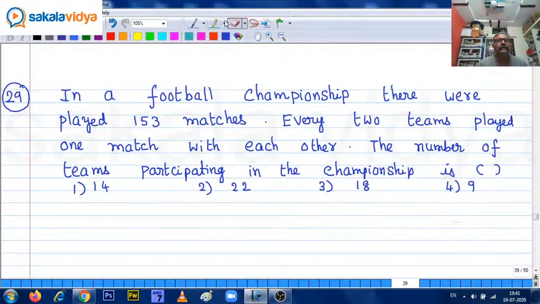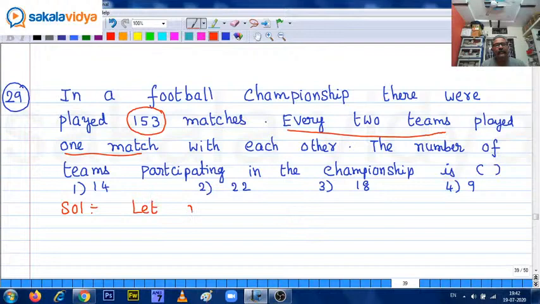Right. So this is a very simple problem, but very lengthy. For example, if there were n teams in the championship, the key point of this condition is: every two teams played one match. That means the number of matches is NC2. So NC2 is equal to 153, and then we need to find the n value. So write down the solution.